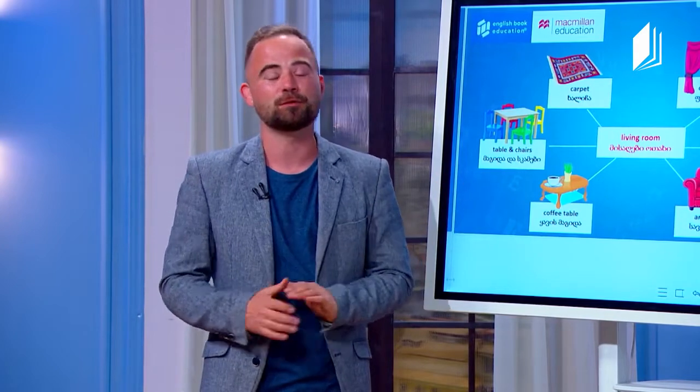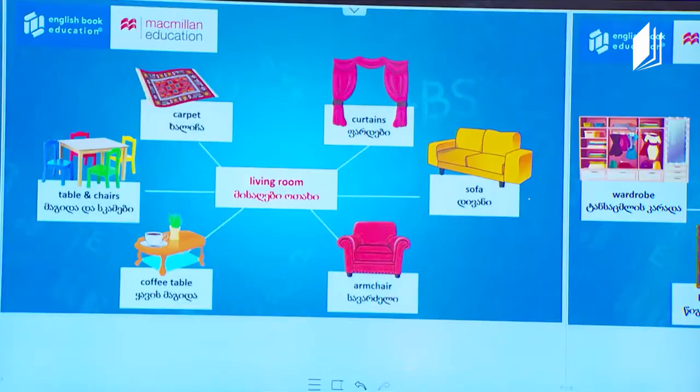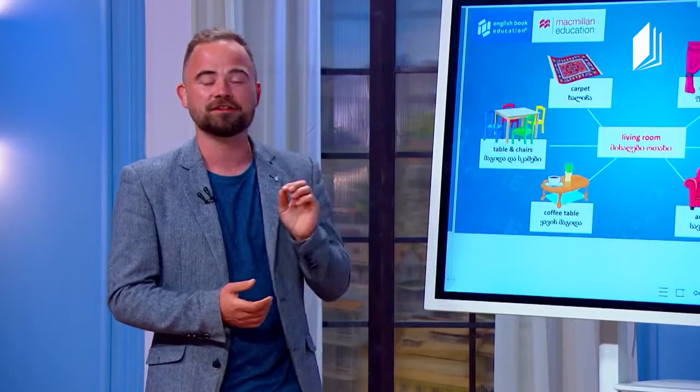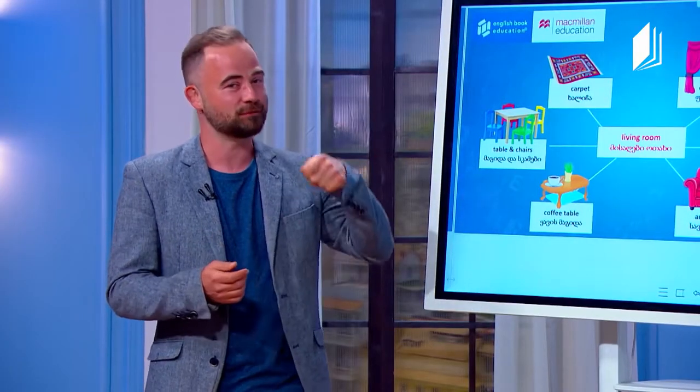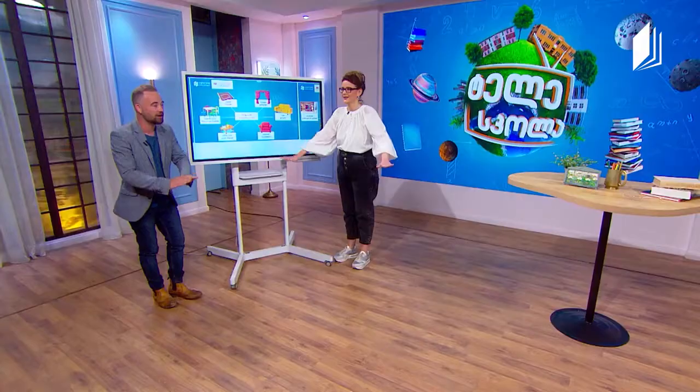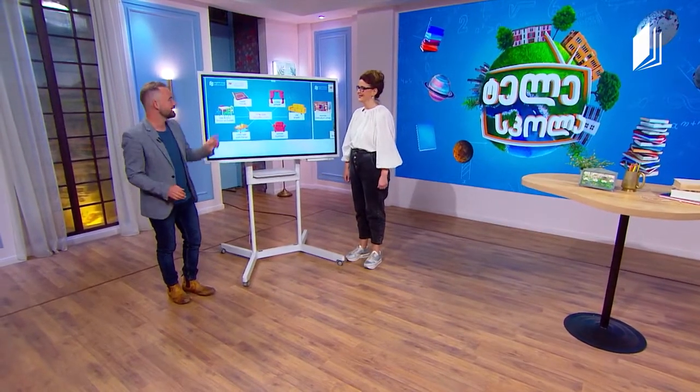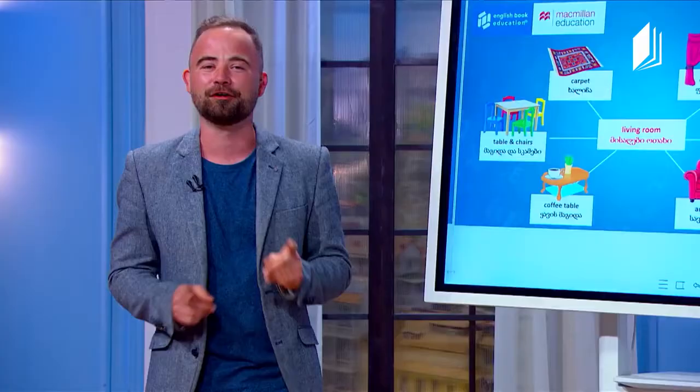So let's look through the words once again. Please, Mr. Mike. We have the sofa where you can sit, the armchair where you can sit. We have a coffee table where you can drink. We have the table and chairs where you eat, and we have the carpet on the floor, and we have the curtains on the window.